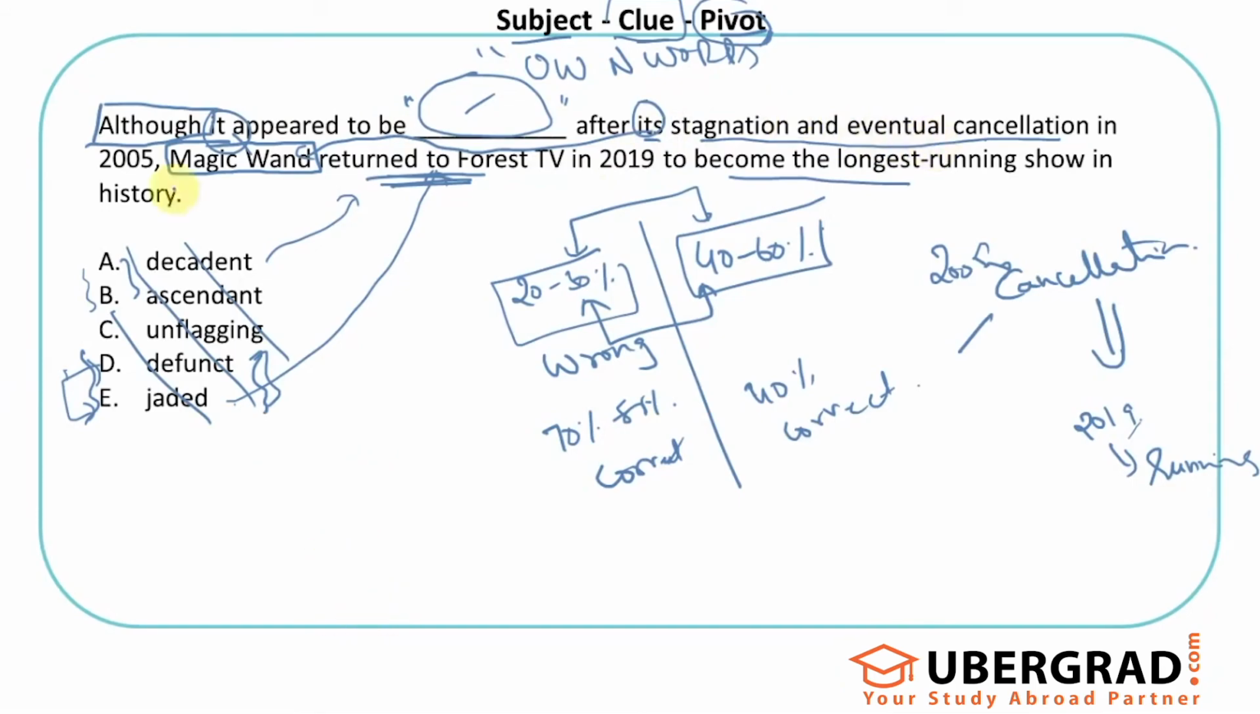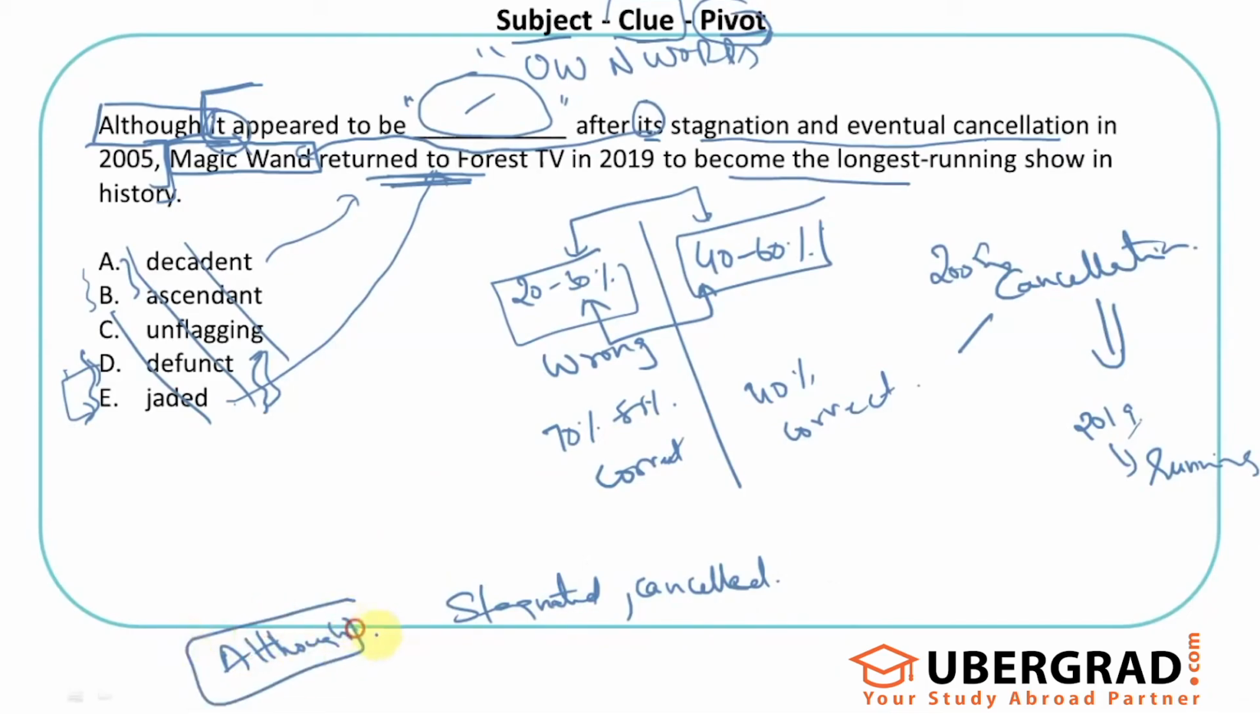So this statement, in 2005, the first part of the statement, what is it saying? Stagnated, cancelled, right? So what do you expect from this? The show would have been stopped and is not airing at all. So that's what we expect with this. But there's a pivot word called although. So although it was stagnated and cancelled, it returned and became the longest running show. So that's connecting well, right?